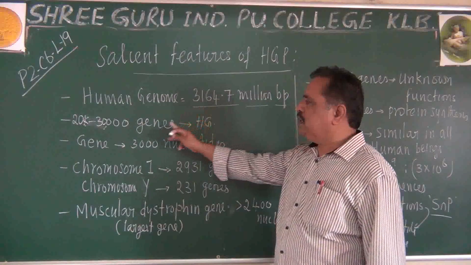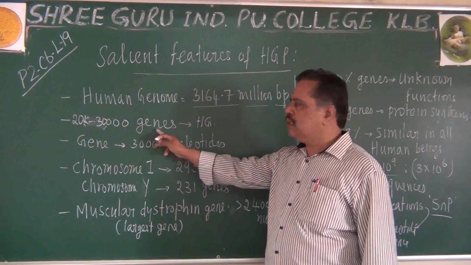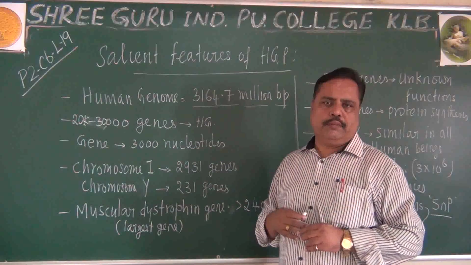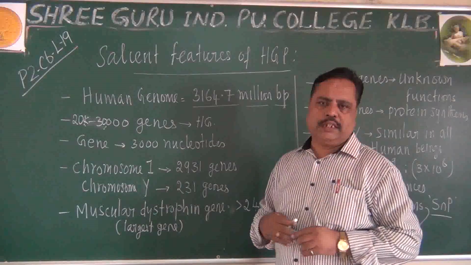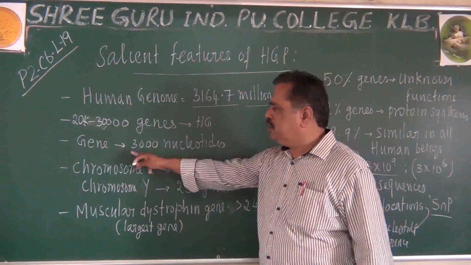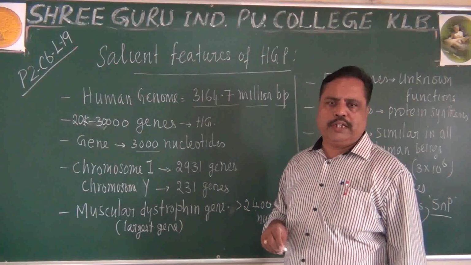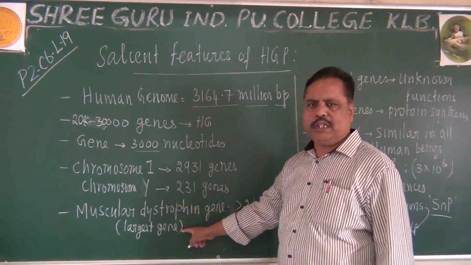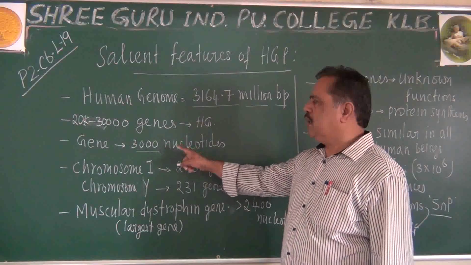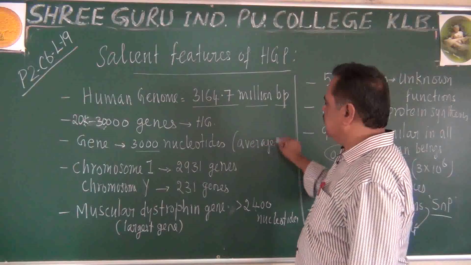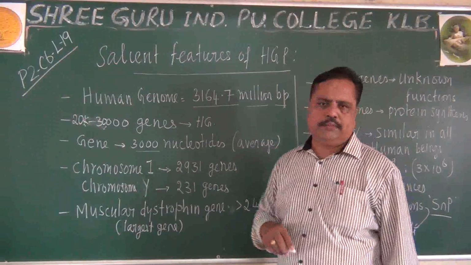These million genomes or base pairs will make around 30,000 genes in our body, or in our cells, we can say. Each gene will be made up of approximately 3,000 nucleotides. Some may be bigger genes, okay, that is different. On average, there will be 3,000 nucleotides in each gene, we can say.